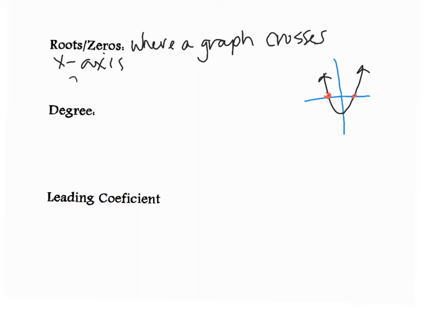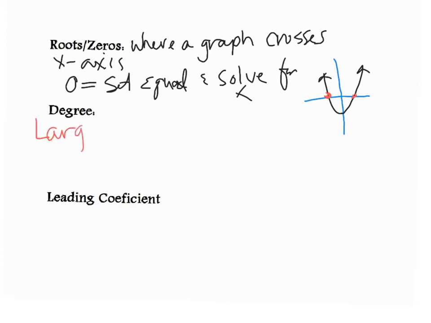So when you're solving for this, remember you plug in 0, set it equal to 0, and solve for x. Okay, so that's how you find a 0. Degree is the largest exponent.